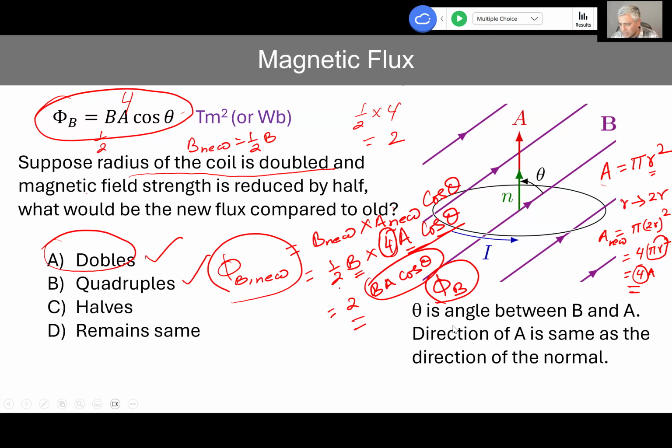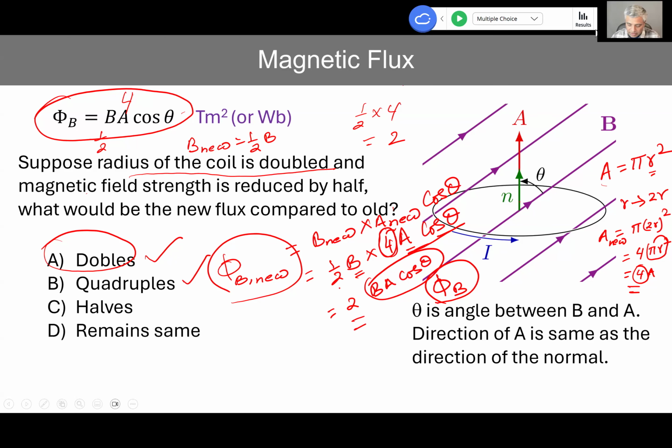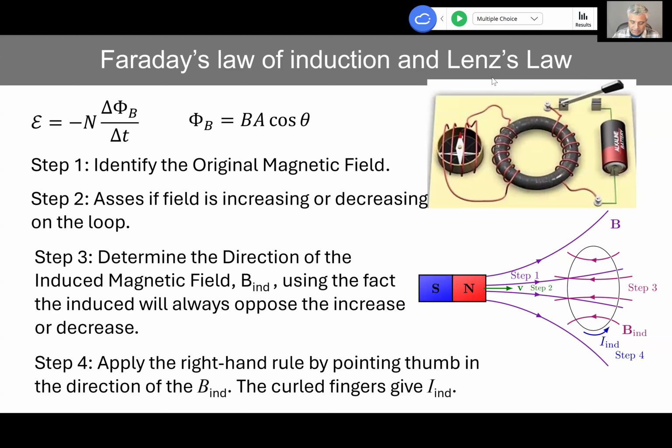Okay, so it looks like it's break time already, but I will leave this. Oh, did I choose the answer here? No. So I'm going to leave this slide. This is finding the direction of induced flux. We'll talk about that and we'll have a question about that. So for now, let's take a 5 minute break.